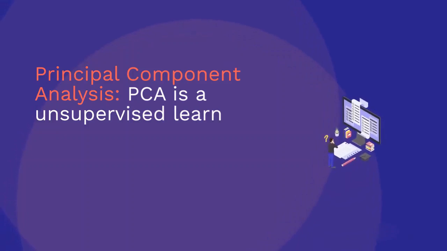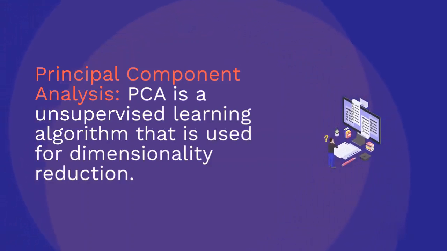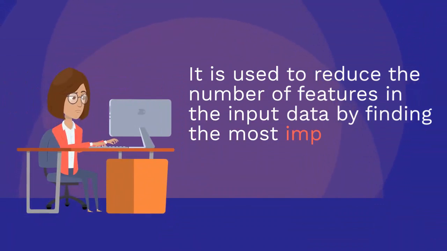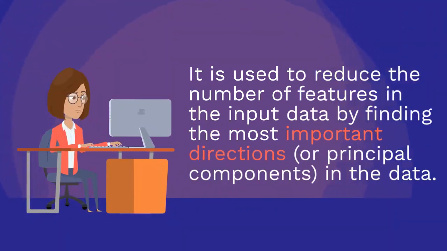Principal component analysis. PCA is an unsupervised learning algorithm that is used for dimensionality reduction. It is used to reduce the number of features in the input data by finding the most important directions, or principal components, in the data.